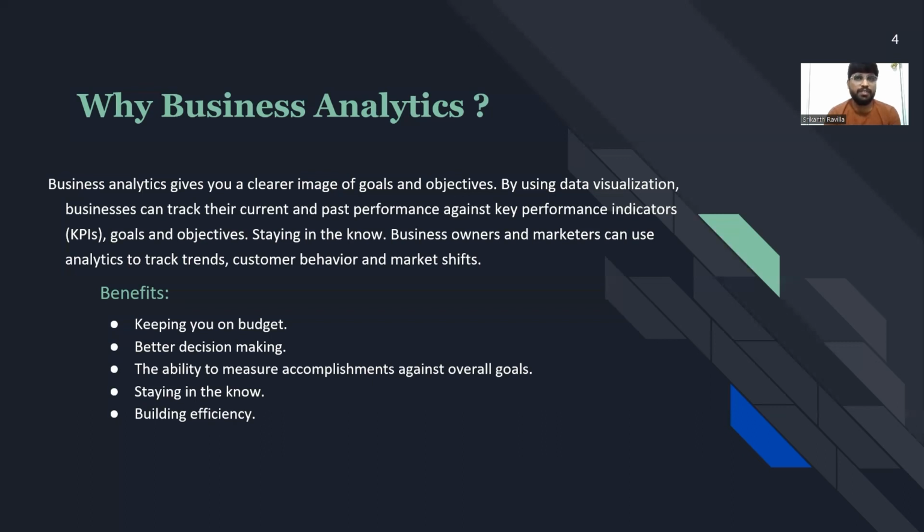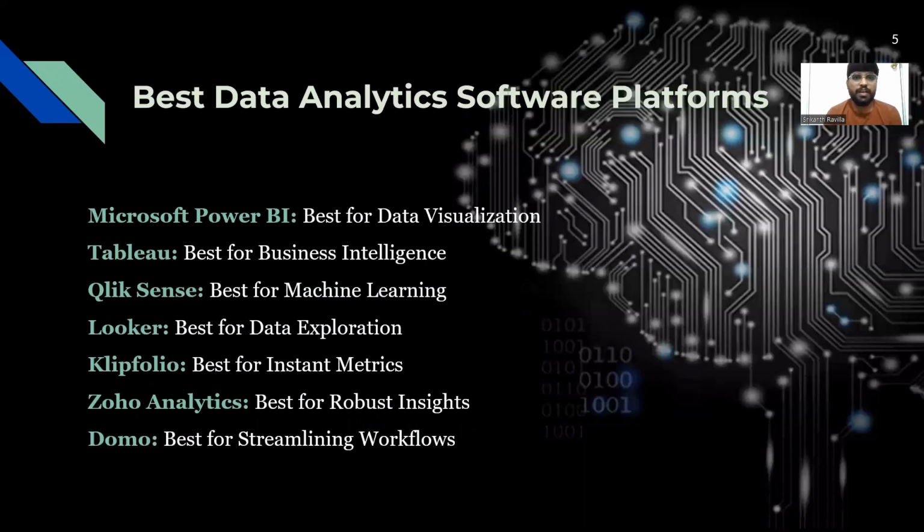Nowadays, the speed at which businesses can gather data is lightning fast, and they can identify any bottlenecks in the process. Best data analytics software platforms: Microsoft Power BI is best for data visualization. Tableau is best for business intelligence. Qlik Sense is best for machine learning. Looker is best for data exploration. Klipfolio is best for instant metrics. Zoho Analytics is best for robust insights. Domo is best for streamlining workflow.